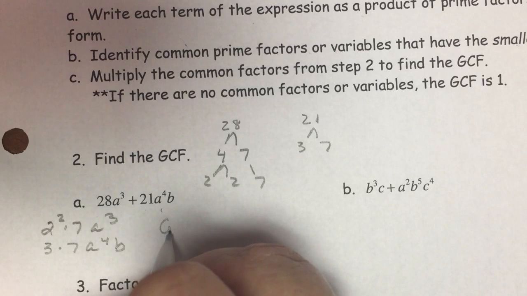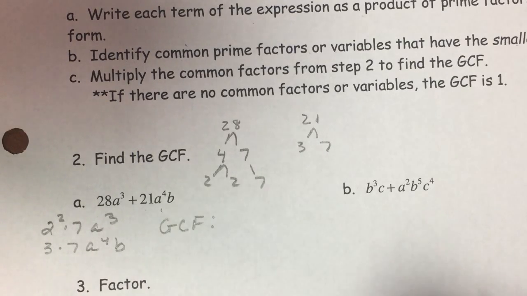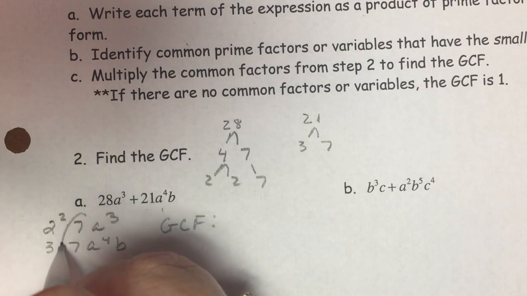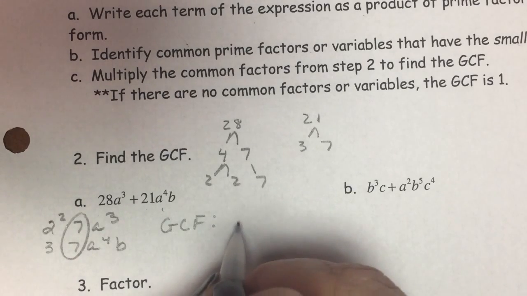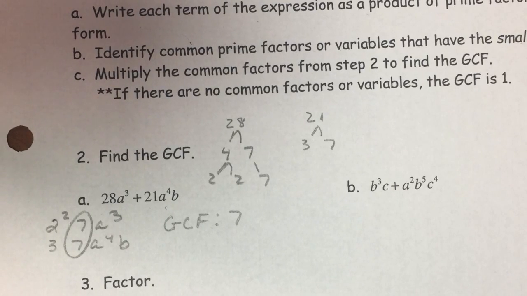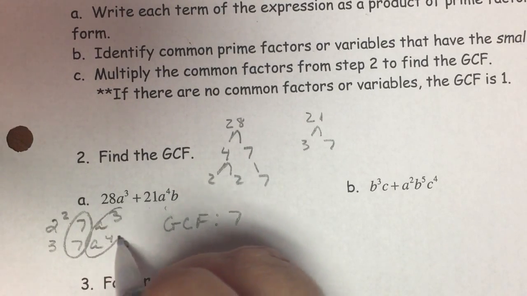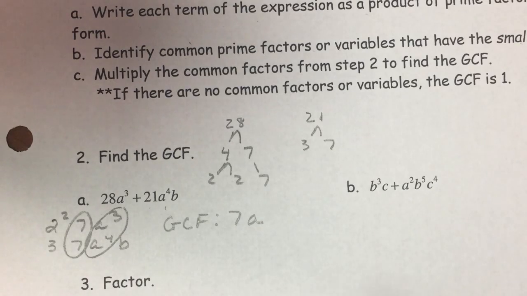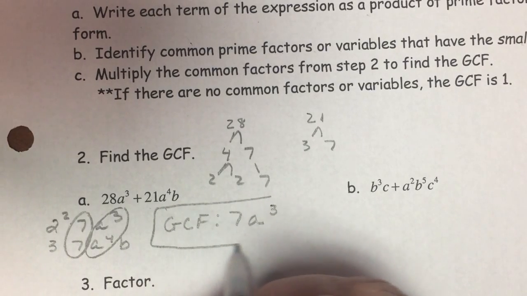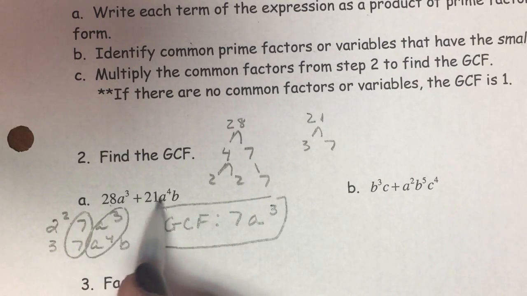So now for your greatest common factor, you take what they have in common. Well, the only thing that they have in common is a 7. So 7 is their greatest common factor number-wise. Letter-wise, they have an a in common. They do not have a b in common. They don't share that. And then you take the smallest exponent that comes off the a. So you can see that that is 7a cubed. And that is your GCF for these two expressions.